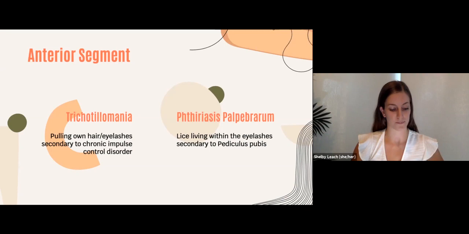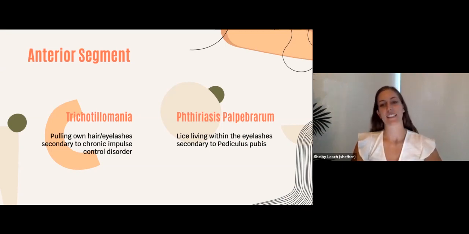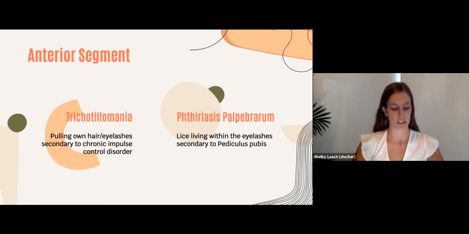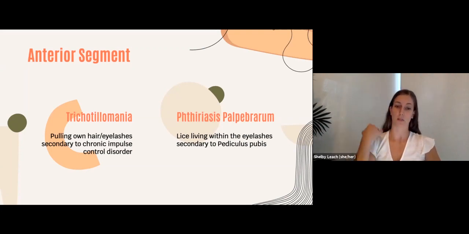Psoriasis palpebrarum is lice living within the eyelashes secondary to the pediculus pubis. It is uncommon in developed countries. However, it may appear in cases of what we would deem bad hygiene. It may be misdiagnosed as blepharitis. And importantly, if it's found in the pediatric population, we do need to rule out sexual abuse. So something to keep in mind.